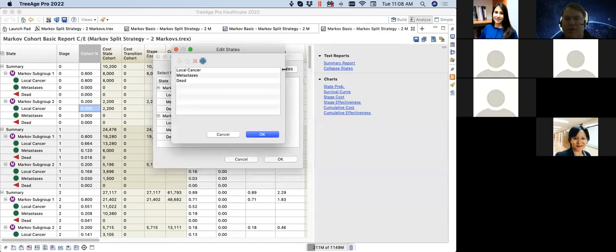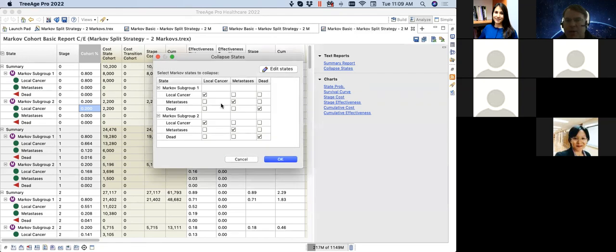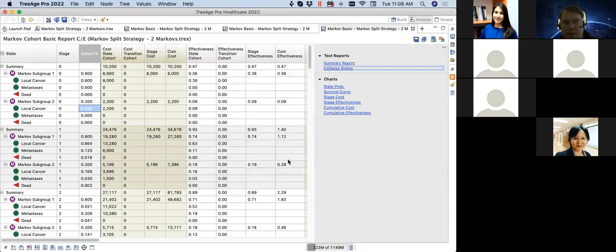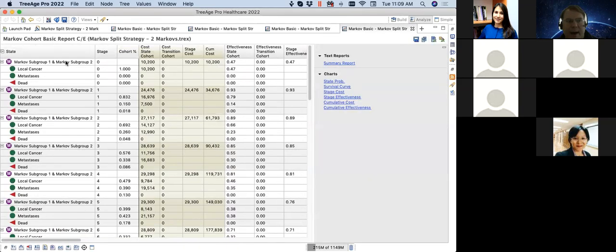But if I wanted to do it differently, I could add more, like if I wanted local cancer split, but I wanted the other two consolidated, I could add more states and associate them in any way that I want. But I'm just going to use the defaults and say, I know there were two subgroups within the strategy, but I want the 80% and the 20% presented as all being in local cancer. So if I click OK now I get this combined group, right? So it's showing data from both of the two Markov processes within the strategy. And sure enough, everyone is a local cancer state.